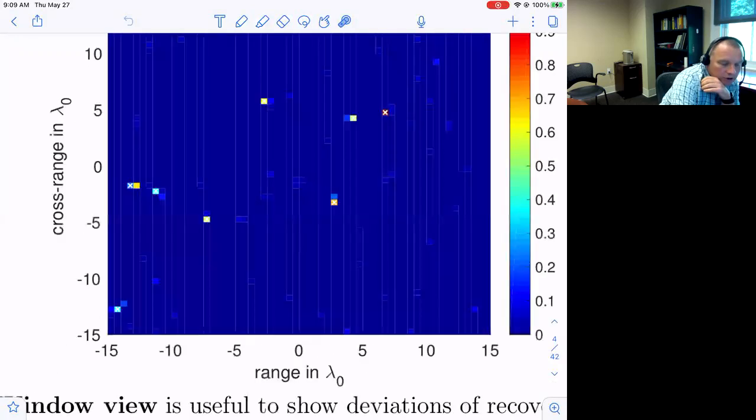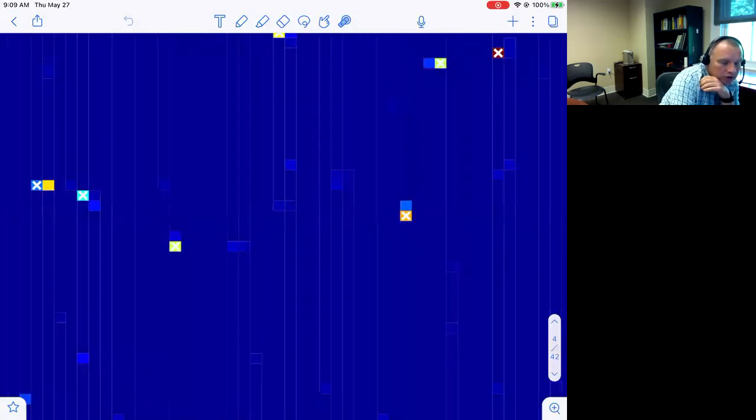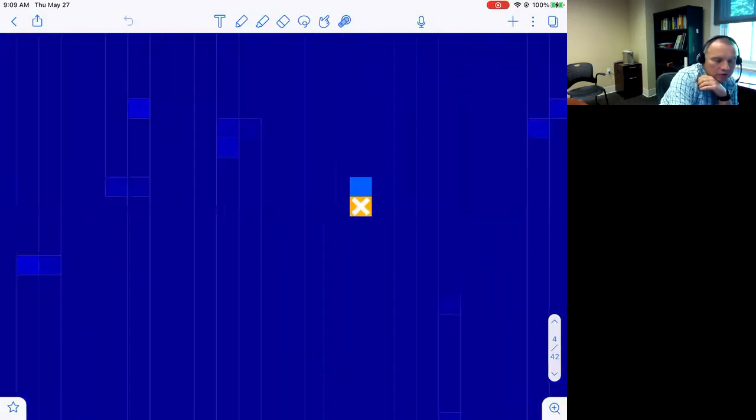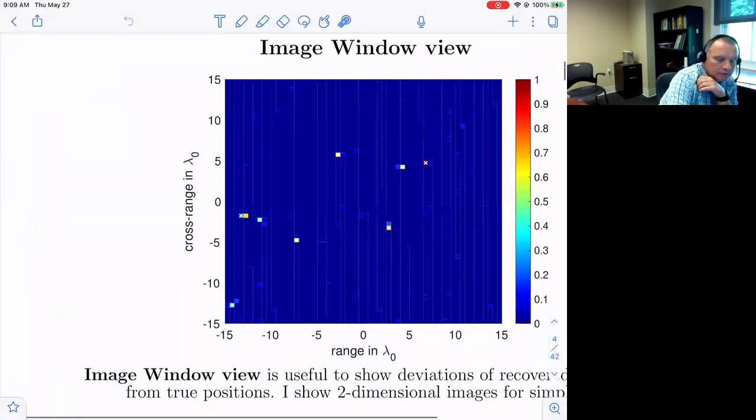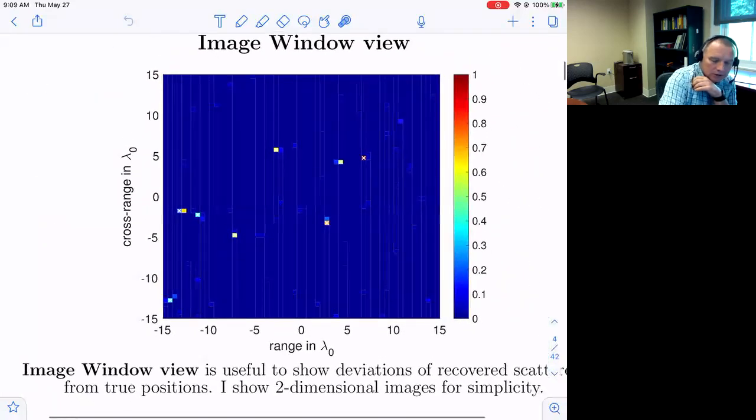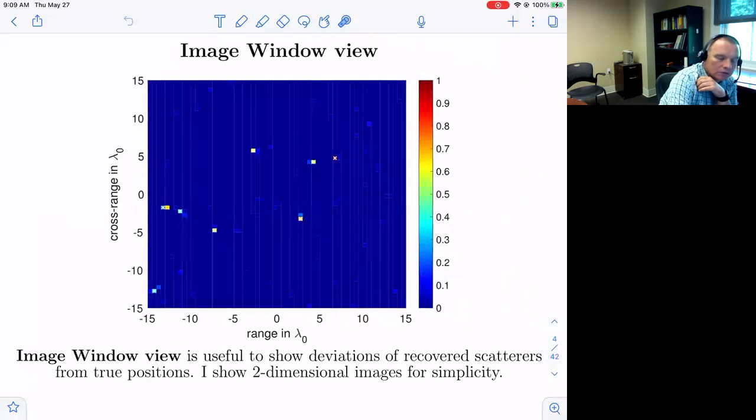And if you look at the image, you see crosses, and this is where the true position of the scatterer is. And you see we are not recovering it exactly. For example, in this case, the position of the scatterer is recovered at a nearby point. This scatterer over here is recovered exactly, and so on and so forth. And then there is a little bit of noise, as you see on the figure. So that's an image window view.